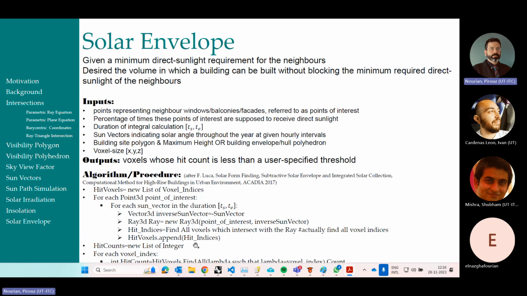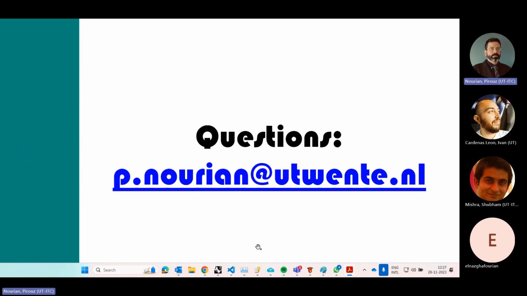Okay, so the last one is an algorithm as a pseudocode for computing these solar envelopes, but this is something that we won't cover in the workshop, for your information. And that's it.